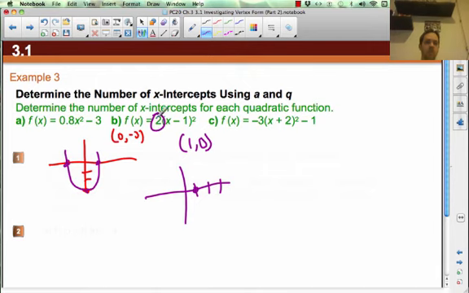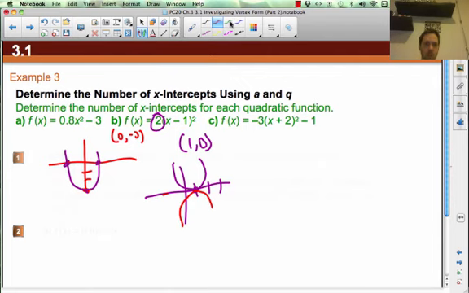And this is positive, but in this case, since it's on the x-axis, it wouldn't really matter if this was positive or negative. It opens up, so there's only going to be one intercept. Similarly, if it was negative and had opened down, since it's on the x-axis, there would still only be one x-intercept for this one, and that's where the vertex is.